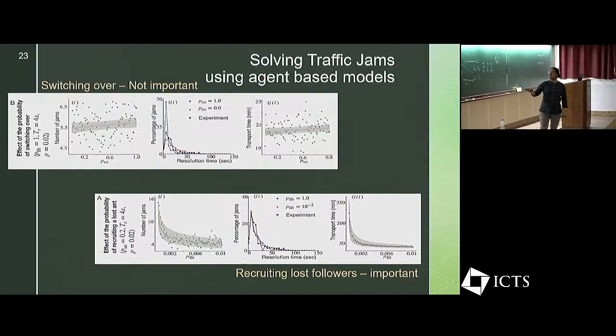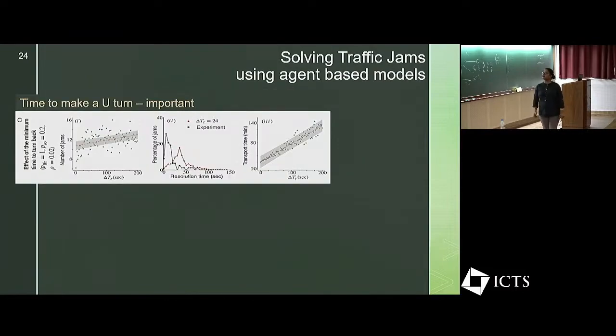However, recruiting lost followers is an important player. As the probability of recruiting lost followers increases in the model space, the number of jams that are occurring keeps reducing, all right, because of the manner in which this function operates. The resolution time, we could get a fairly good match. Black is the experiment, and these are the different ranges of switching overs. And as you can see here, the probability of switching over has a relationship with transport time. The higher the chance of having the lost followers recruited, the lower is the transportation time. So recruiting lost followers is important.